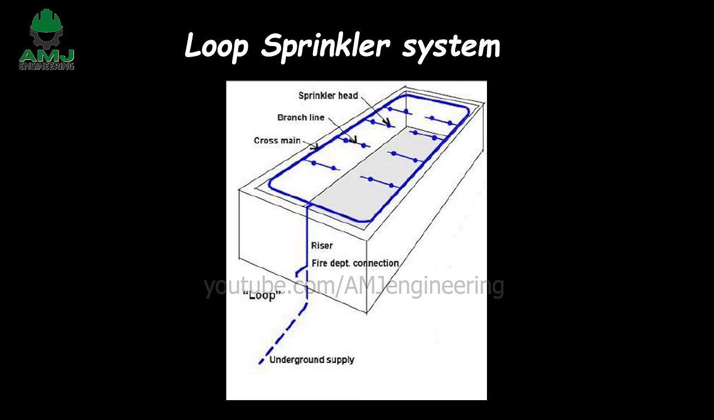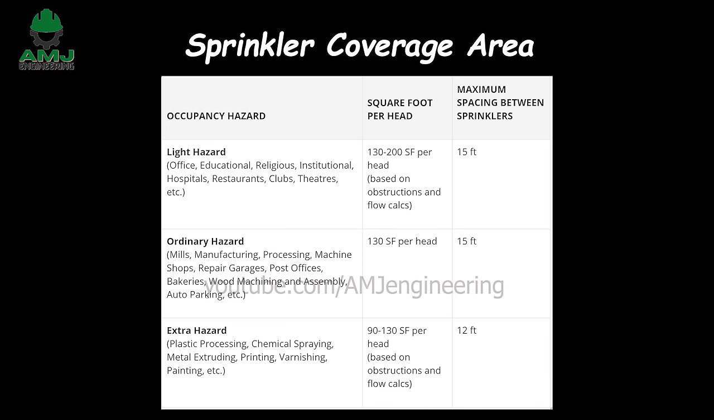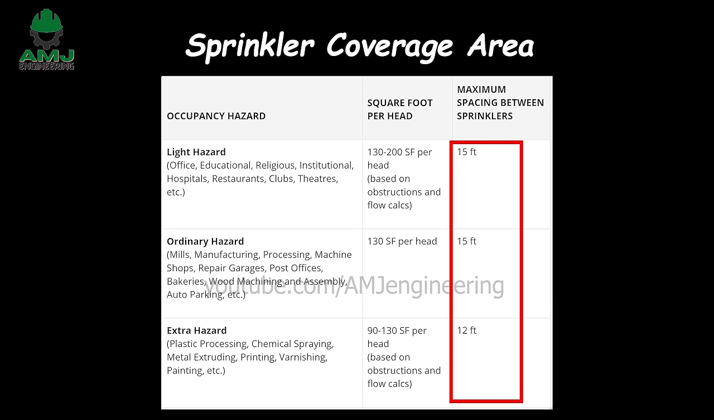Looped sprinkler system. A sprinkler system in which multiple cross mains are tied together so as to provide two paths for water to flow to an operating sprinkler and branch lines are not tied together. The maximum area of coverage per sprinkler head depends on hazard classification and sprinkler mounting orientation, that is, sidewall or overhead. Sprinkler head spacing. The table below shows sprinkler spacing requirements based on NFPA 13.